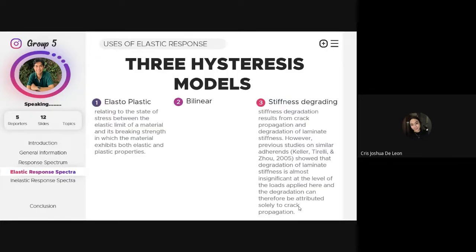Three hysteresis models. Number one, elastoplastic, relating to the state of stress between the elastic limit of a material and its breaking strength, in which the material exhibits both elastic and plastic properties. Number two, bilinear. And number three, stiffness degrading. Stiffness degradation results from crack propagation and degradation of laminate stiffness. However, previous studies on similar adherends showed that degradation of laminate stiffness is almost insignificant at the level of the loads applied here, and the degradation can therefore be attributed solely to crack propagation.